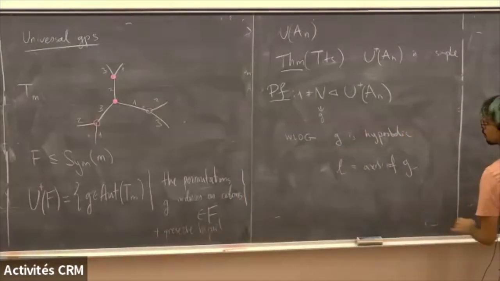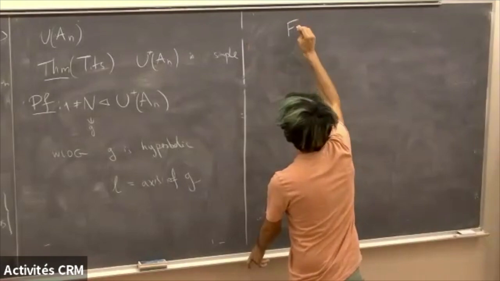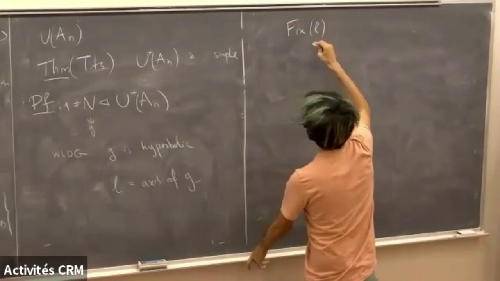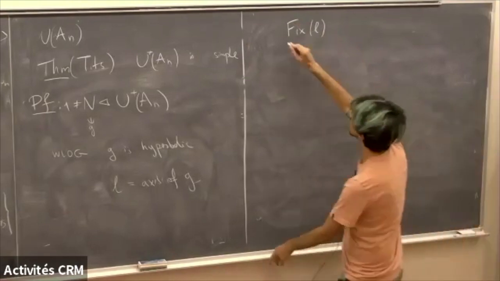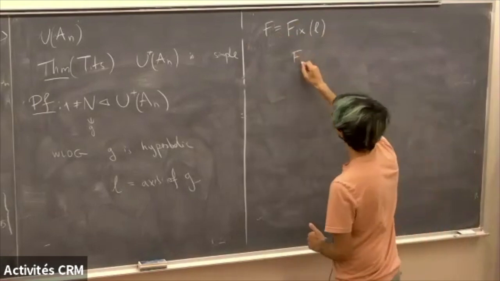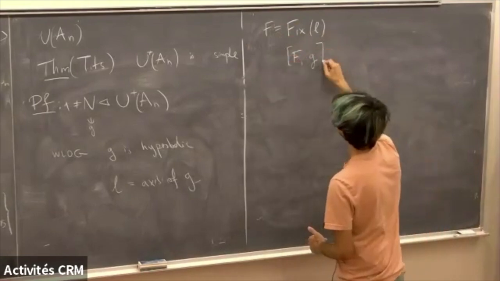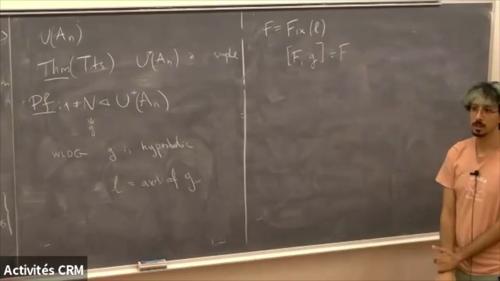And here's how you finish the proof from this point. First of all, you look at the fixator of L, meaning the pointwise fixator of this L. Let's call it F, and show, so that's an exercise, show that if you look at commutators of F and G, you get all of F back.